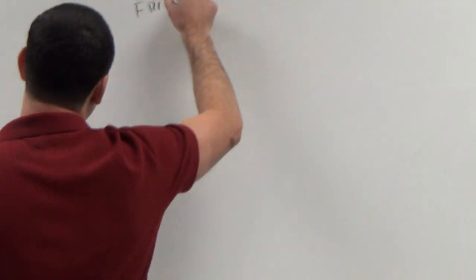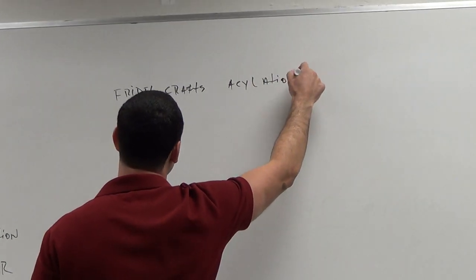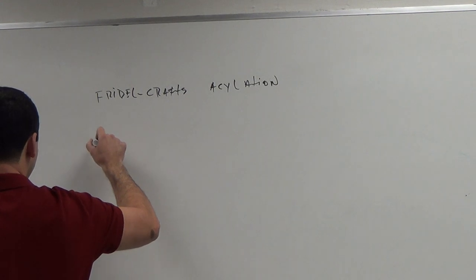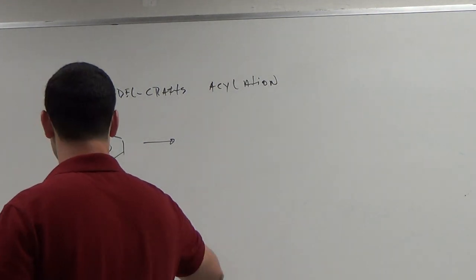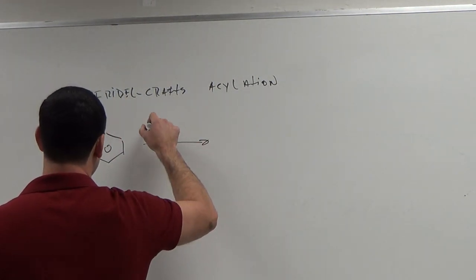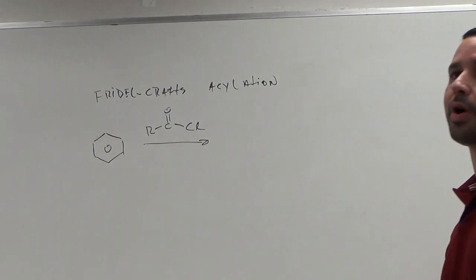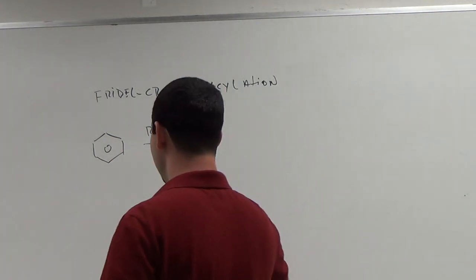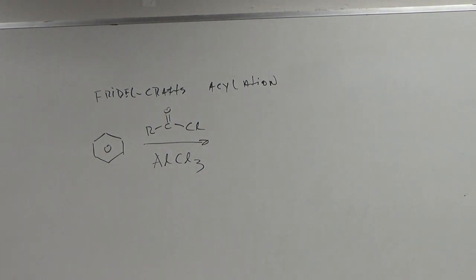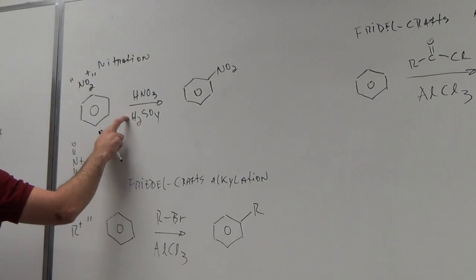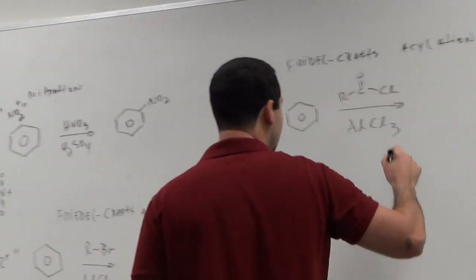Next one is Friedel-Crafts acylation. And a Friedel-Crafts acylation is when you use an acyl halide. Acyl halide is a carbonyl with a halogen on it. That's called an acyl chloride. And again, what do we need? Lewis acid. I mean, I don't know if you noticed. Is this an acid? Acid, and this is going to give us that.